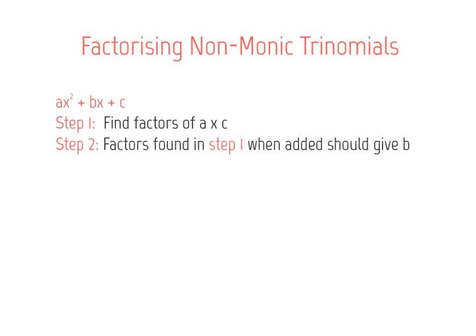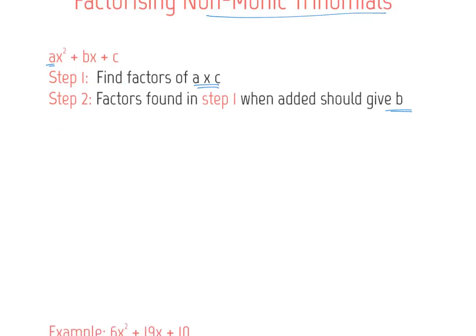Hey everyone, in this video we will have a look at factorising non-monic trinomials. The term non-monic trinomials means that the constant in front of x squared is not equal to 1, so any number excluding 1. To factorise such quadratics, we first need to find factors of a times c. We then need to find factors of a times c that when added give us b. So let's have a look at an example.